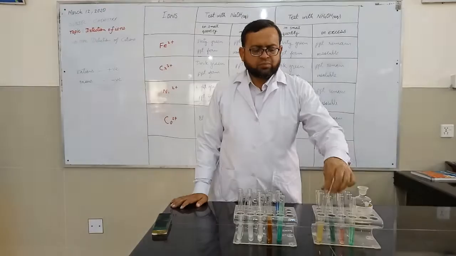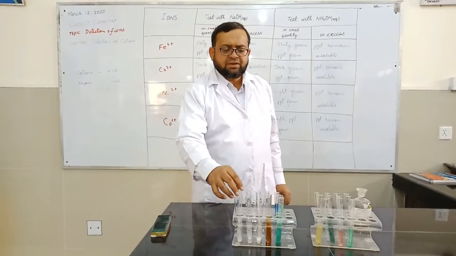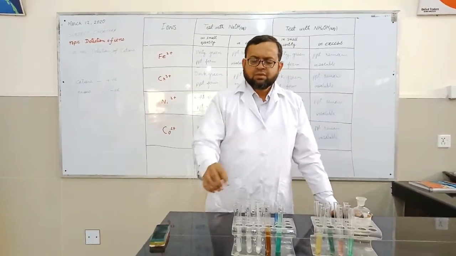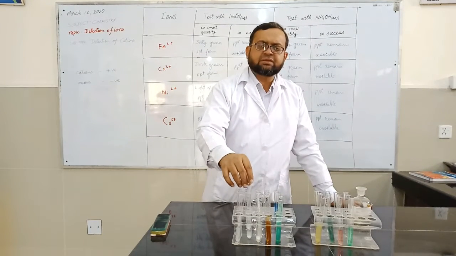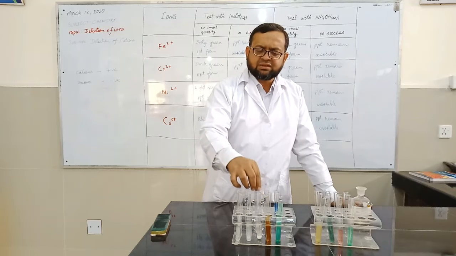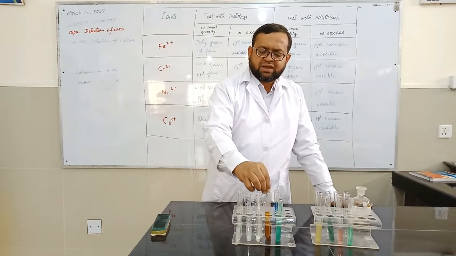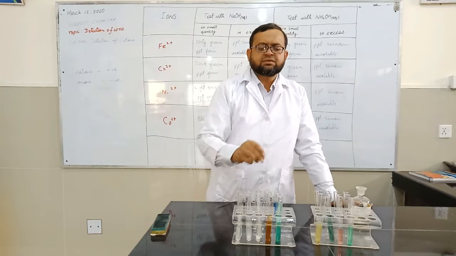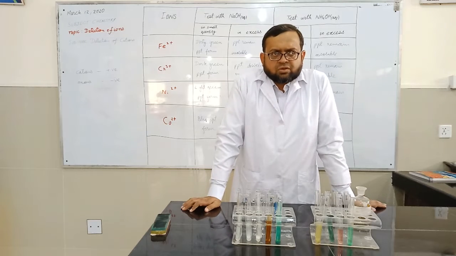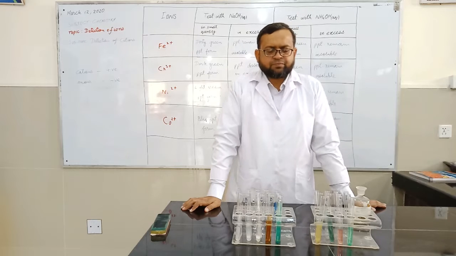In our first video we discussed samples A to E, and we found that sample A contains aluminum ion, sample B contains zinc ion, sample C contains calcium ions, sample D contains iron 3 ions, and sample E contains copper 2 ions. That was included in our previous video.